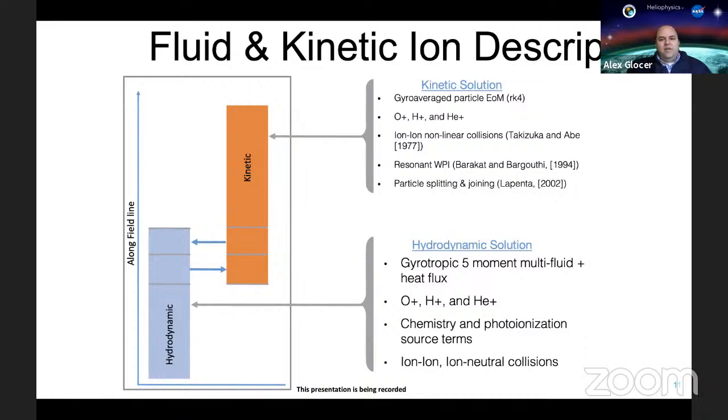And finally, we include particle splitting and joining to try and control our statistics. So basically we can split particles apart or join them together in order to meet a target number of particles per cell. And this will be very important later in the presentation when I talk about the implementation of Lagrangian remap.